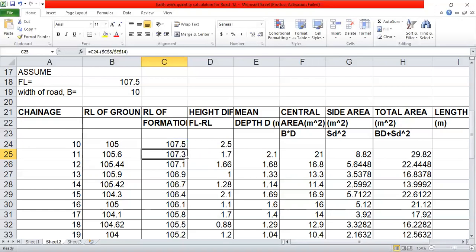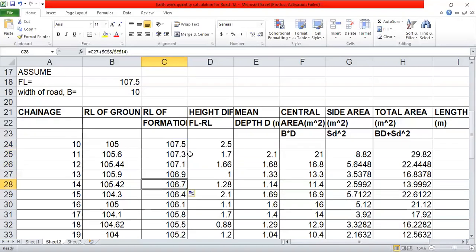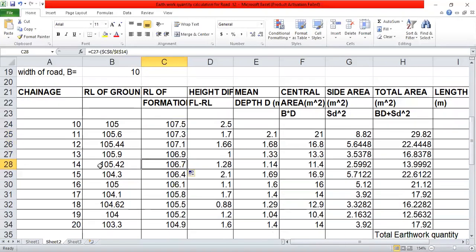Next, bring the cursor towards the end, and then drag it downwards towards the 14th chainage. That is, up to 14 chainage, 1 in 150 gradient is given. Up to 14 chainage, the gradient is not changing, which is 1 in 150. But after 15 chainage, the gradient is changing.